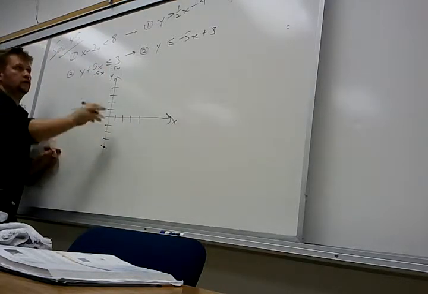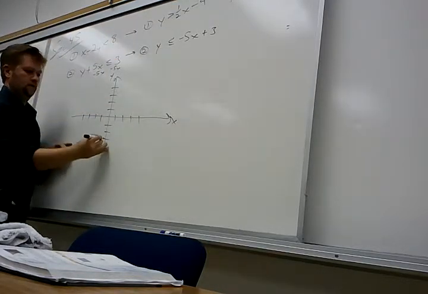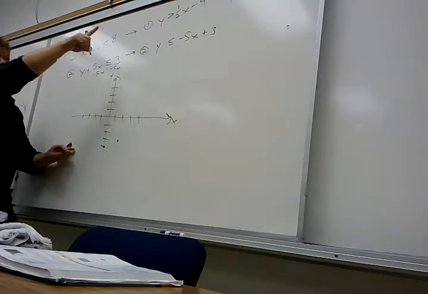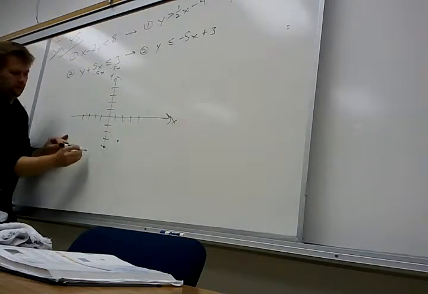So -4, and then the slope tells me to go up 1, to the right 2. Good. What kind of line will it be? Dotted.